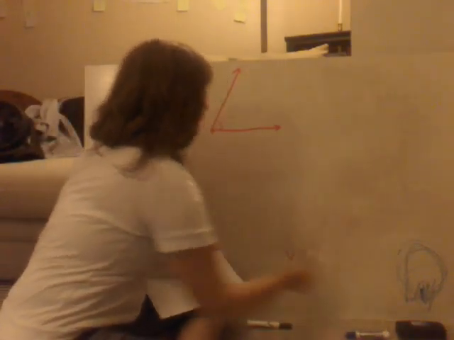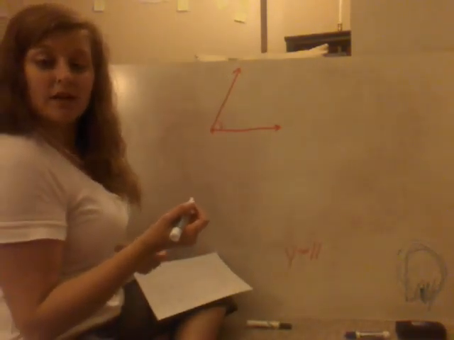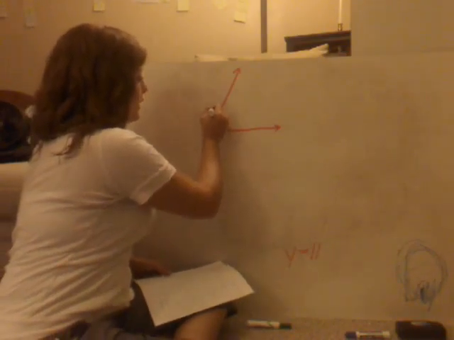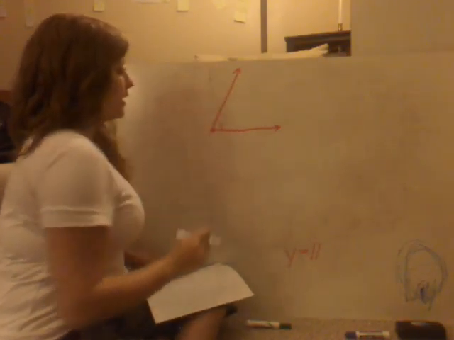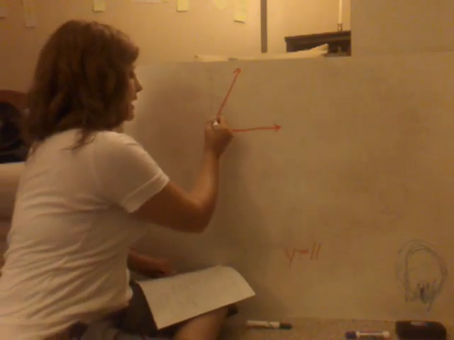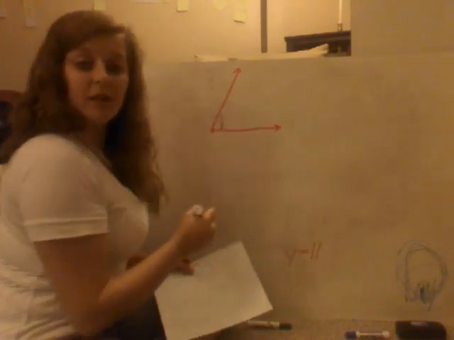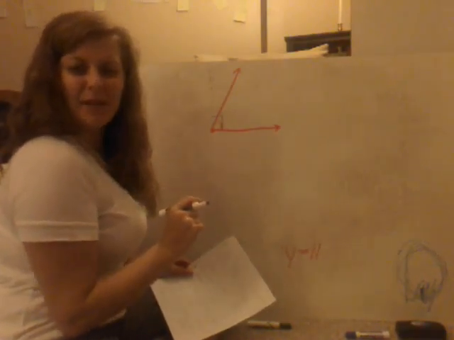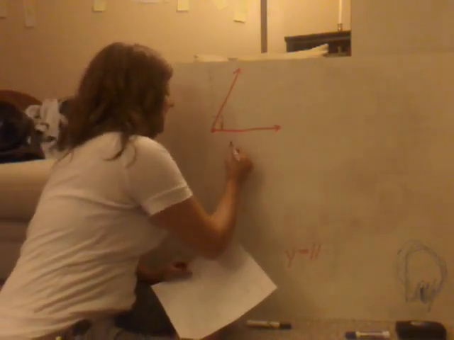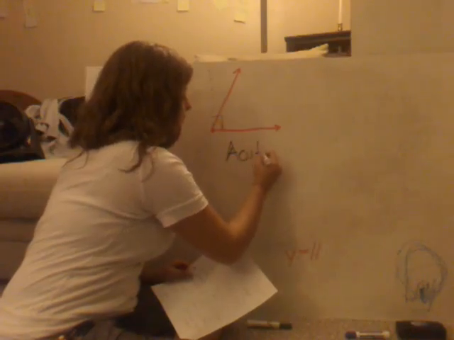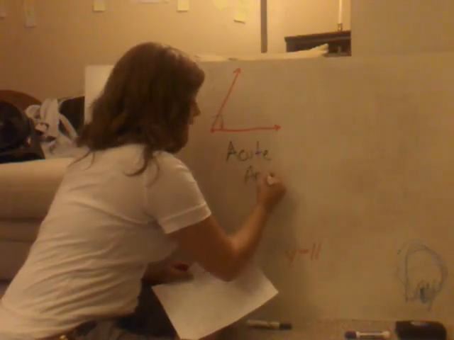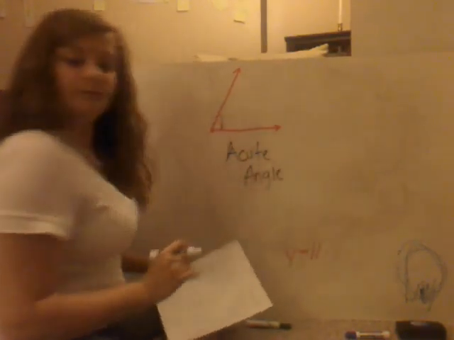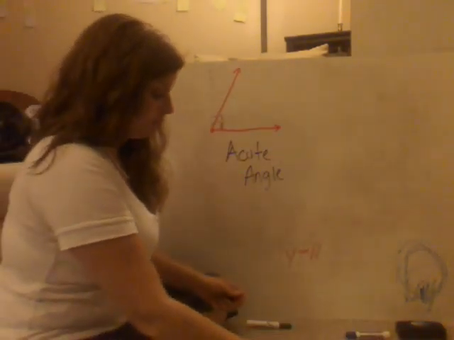Alright, this is when I go through and I put in my imaginary 90-degree line. Go straight up. I can see that this is less than my 90-degree line. So this is an acute angle. Remember, cute, tiny, little bitty. Put it in your pocket. Acute angle. That's the first one.